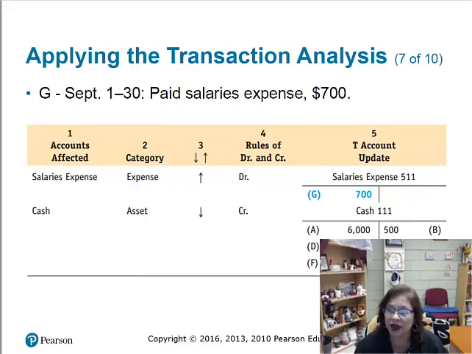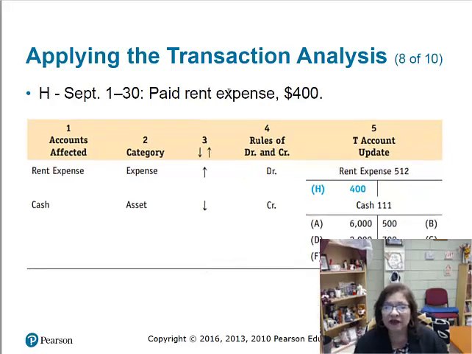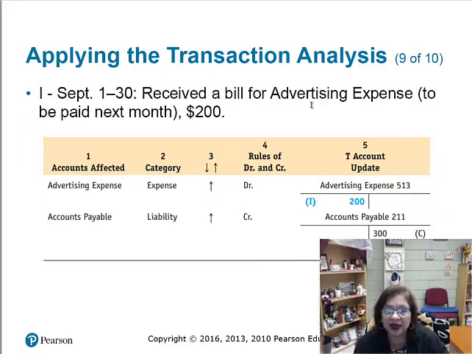Remember, she also paid salary. So here we go. We debit salaries, increasing it to show how much we're paying. Crediting cash, decreasing the amount of money that we have in cash. Okay? Then we also have the rent expense. So we debit rent, showing that there's an increase, showing how much rent we're paying. And then we decrease cash again through the credit. Then we have the advertising, same thing. Advertising expenses increased with the debit.